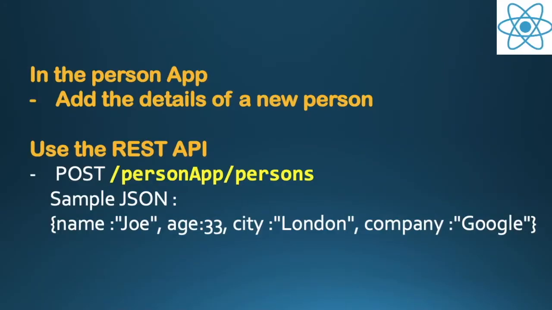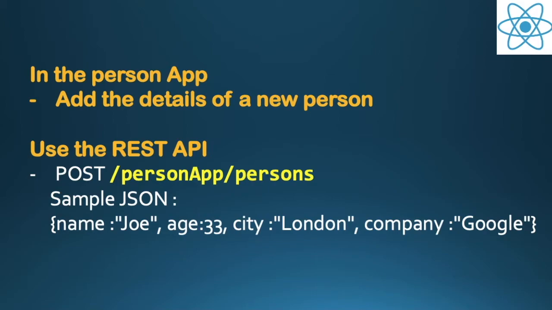Let's look at the next part of the exercise. In the person app, add the details of a new person. Use the REST API post slash person app slash persons, and a sample JSON has been given, and the fields that will go here are name, age, city, and company. Note, we are not sending the ID.